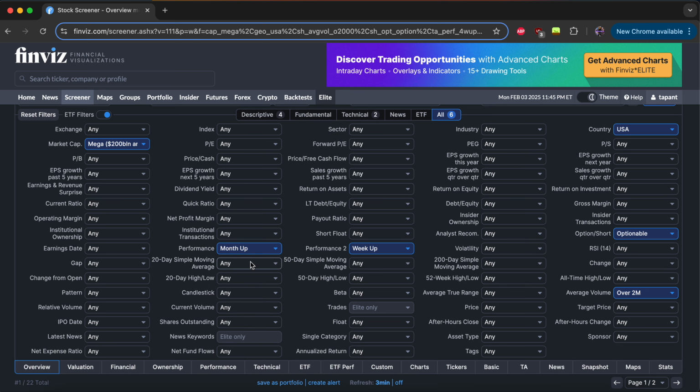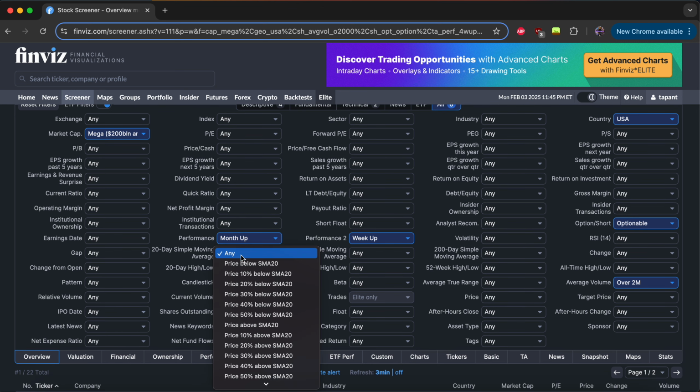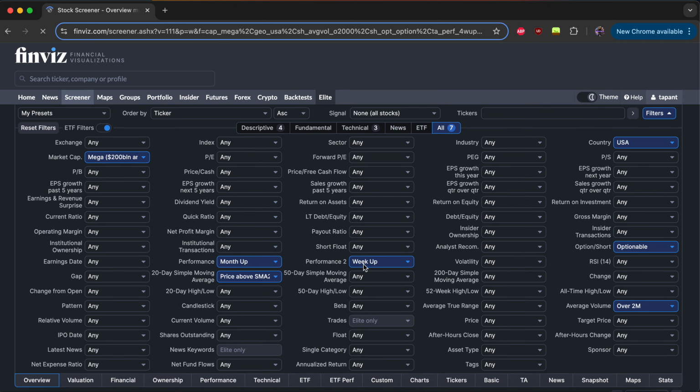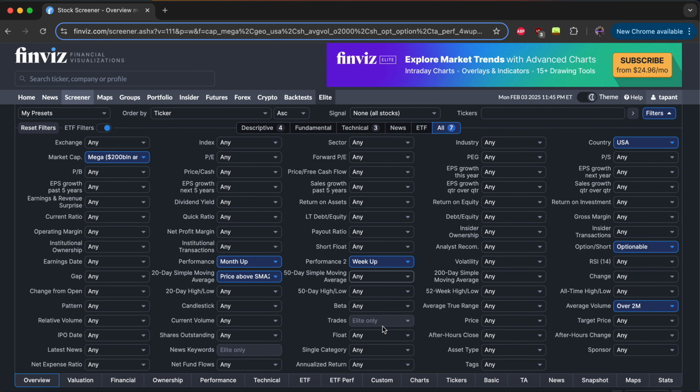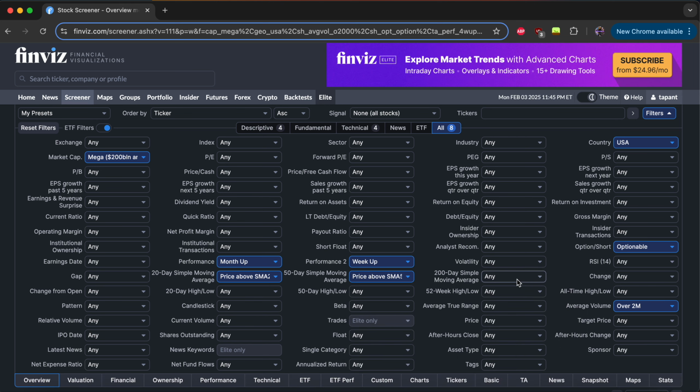The second thing I want to do is these are all moving averages, 20 day, 50 day, 200 day. I want to make sure they're all trading the same way. So right now, price above 20 SMA, price above the 50, and price above 200. All right, all the SMAs are gonna move the same way.